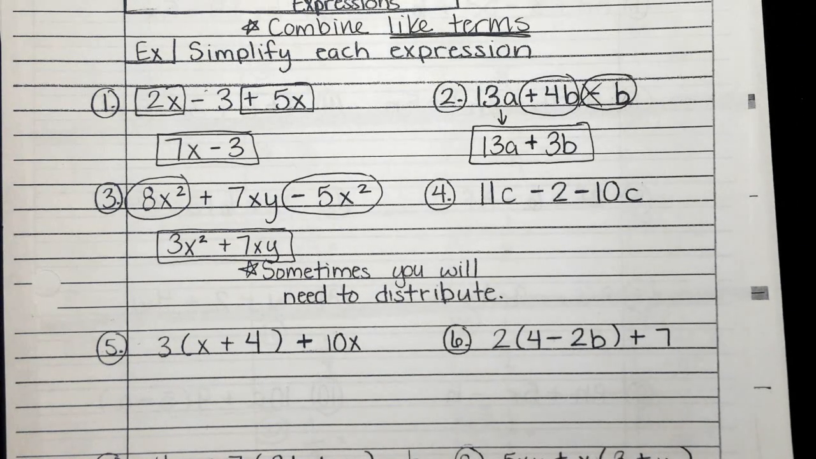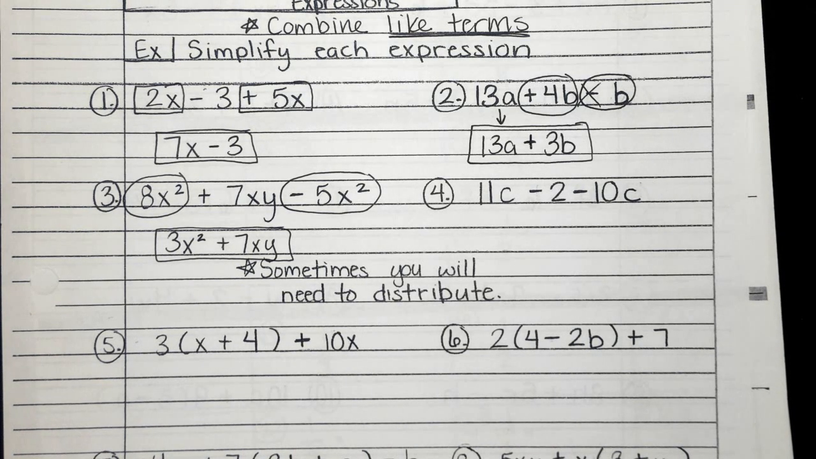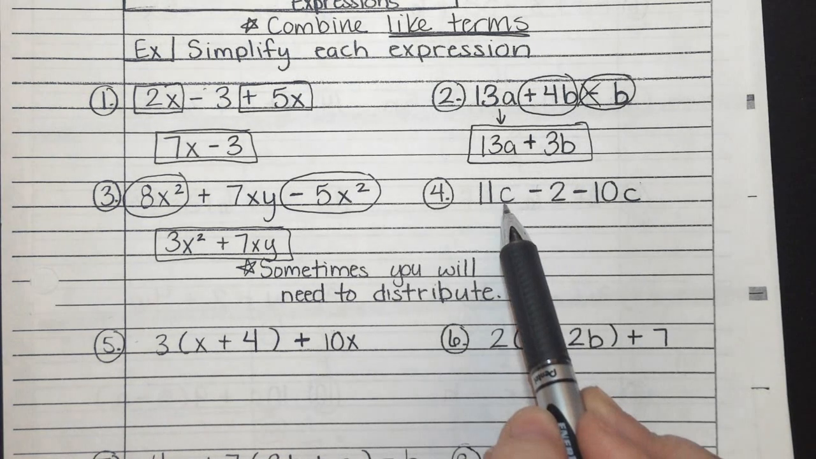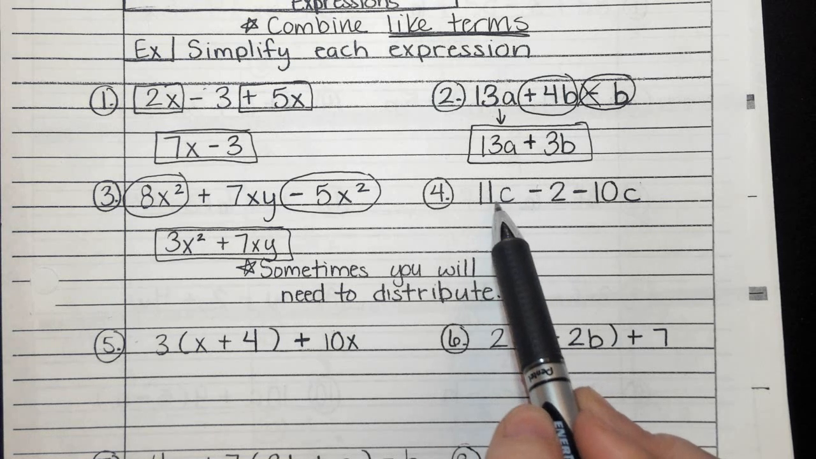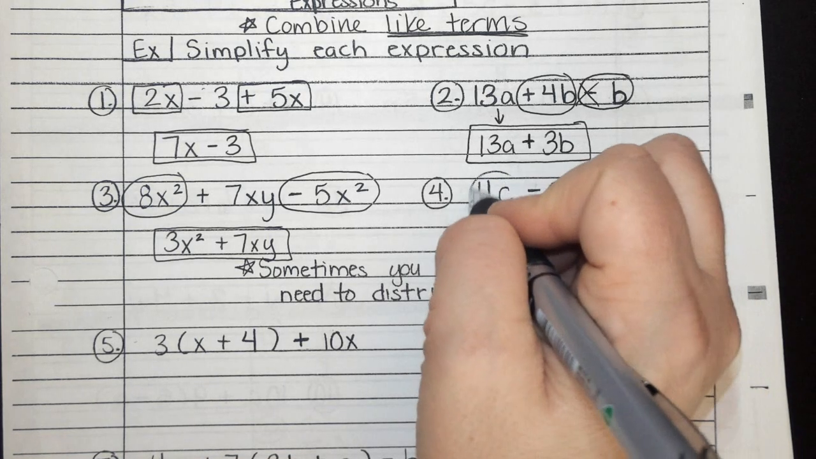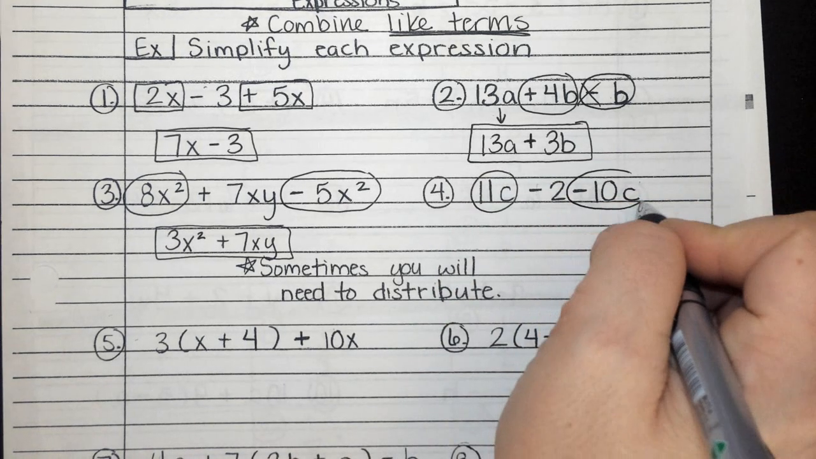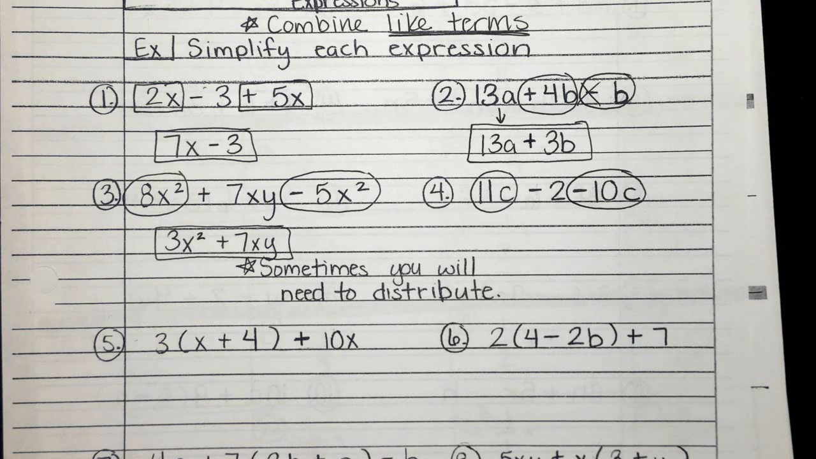Number 4, I have 11c minus 2 minus 10c. So let's start with 11c. Is there anything that matches it, Macy? What do I have to keep with it? Minus 10c. So I have 11c minus 10c. All right, this one's a little tricky. If I have 11 apples and I take away 10 apples, what am I left with, Brianna? C. I'm left with just an apple. Do y'all agree with that? So 11 C's minus 10 C's is just going to leave me with C.